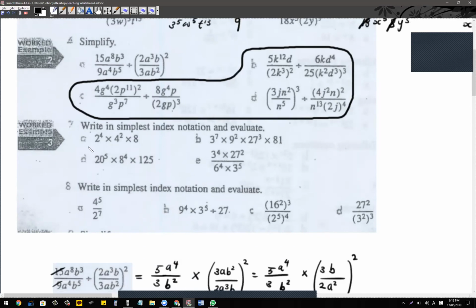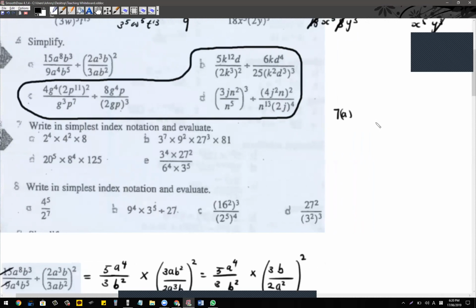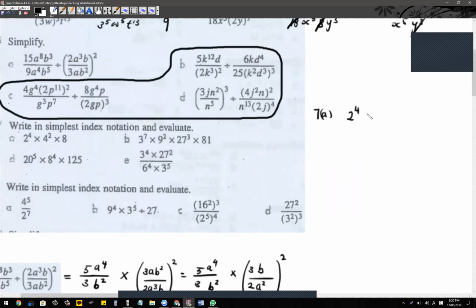We're going to try 7a now. It says write in the simplest index notation and evaluate. Well, this is 2 to the power of 4. 4 is 2 squared, isn't it? That's what 4 squared is. 8 is the same as 2 to the power of 3. So this is 2 to the power of 4, 2 times by 2, and 2 to the power of 3. So this is 2 to the power of 11. You add them up.